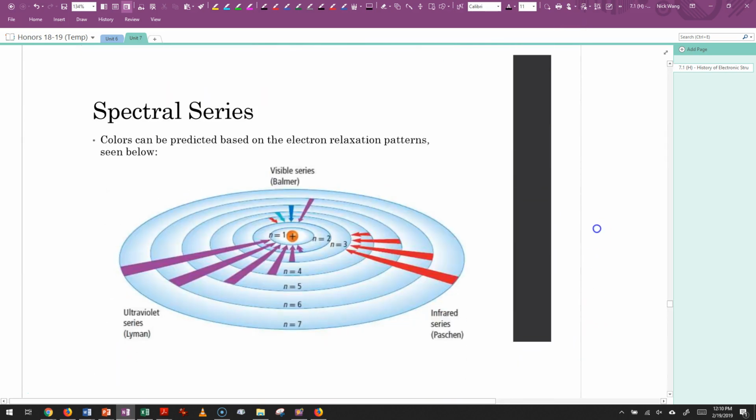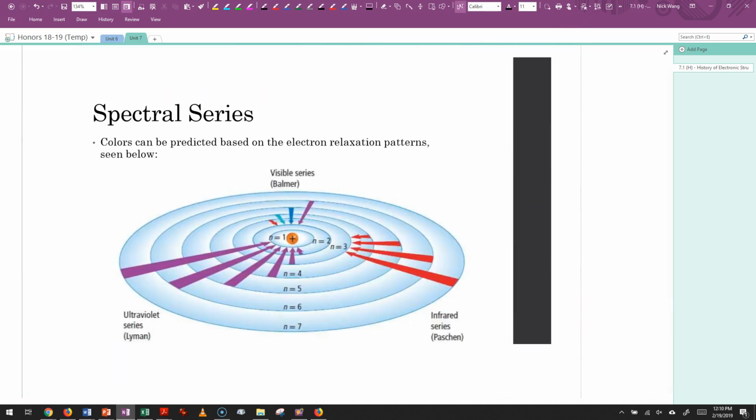Now, this next slide is something called the spectral series. This again is not an overly important part of what we're learning, but basically other scientists were able to take this framework and find that there's a certain pattern that occurs every time electrons relax to a certain level. So first, let's take a look at this pattern here.